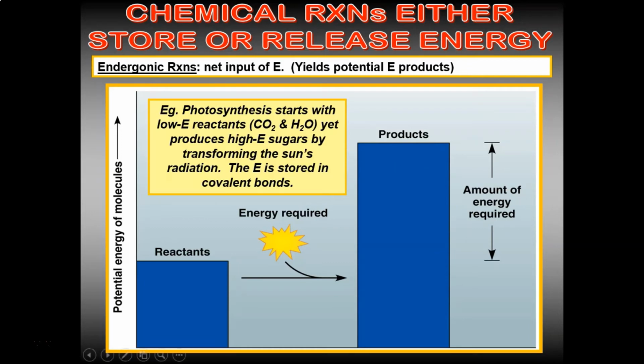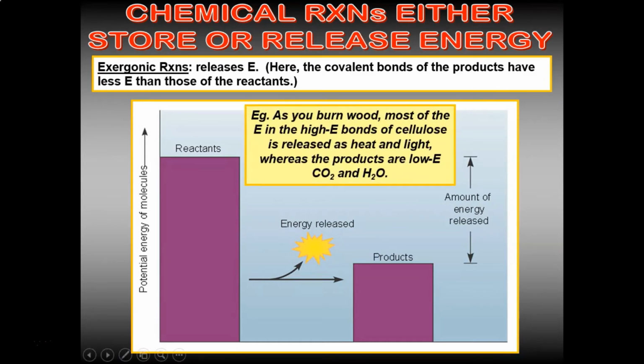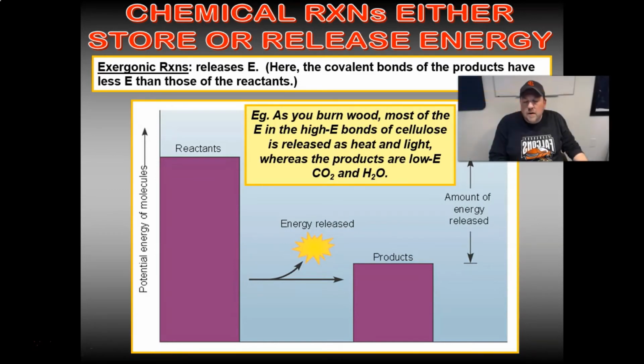All right, well, you could probably guess what the opposite is then. Exergonic. So exergonic releases energy. Here the covalent bonds of the products have less energy. You've probably all done something like this before. For example, as you burn wood, you throw a log of wood into the fire, and what happens? The log just disappears. Well, we know matter you can't create or destroy, right?